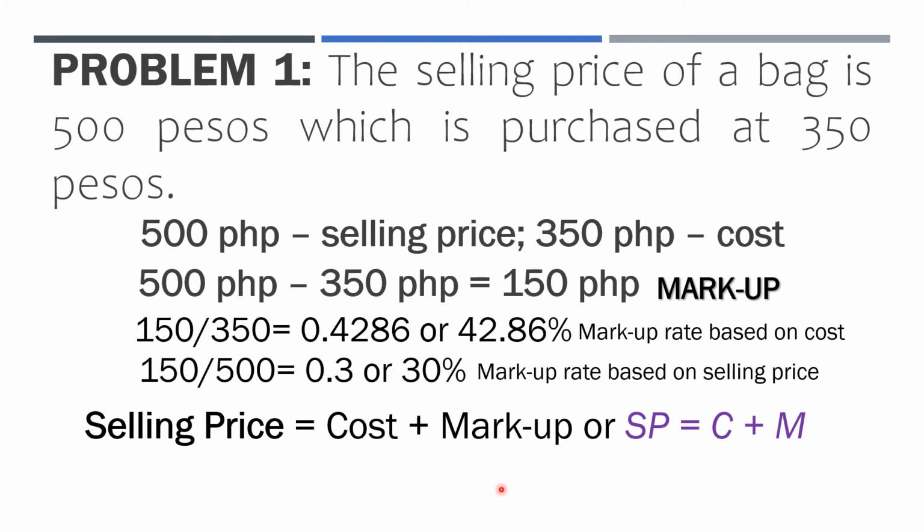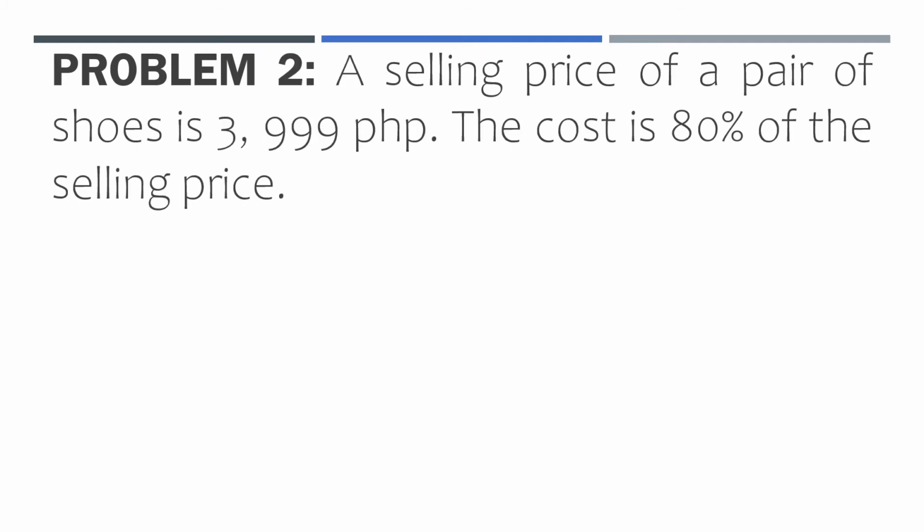Okay. Or, in symbol, that is SP equals C plus M. We are using capital letters to denote the following terms. So, selling price is always equal to the cost plus the markup, or the sum of the cost and the markup. That is the selling price. Okay, that's it.